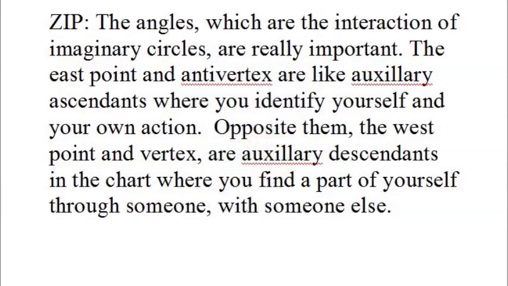Right. Both of these, anti-vertex and east point, are like additional ascendants. And opposite them, of course, you have the vertex opposite the anti-vertex, and the west point opposite the east point. And that's like another descendant. No. The midheaven still stands alone. You have to take the latitude from 90.